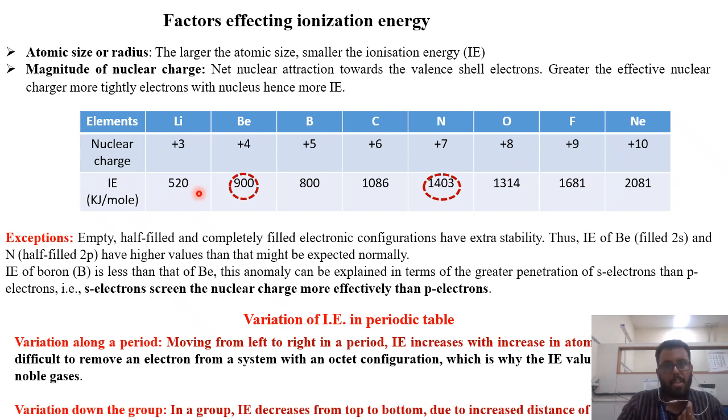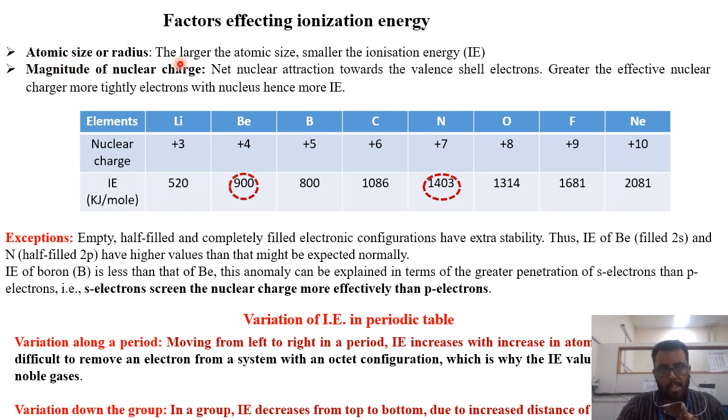So the net nuclear charge toward the valence shell electron will be changing. As a result, the effective nuclear charge will be altered, and the atomic radii or ionic radii will also be altered. These are the important factors which will influence the ionization energy. First one, we will discuss the atomic size or radii.